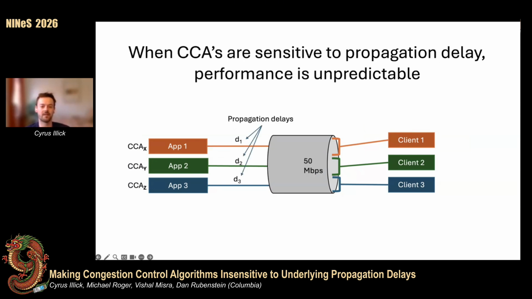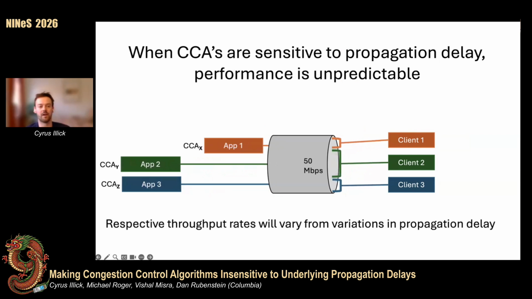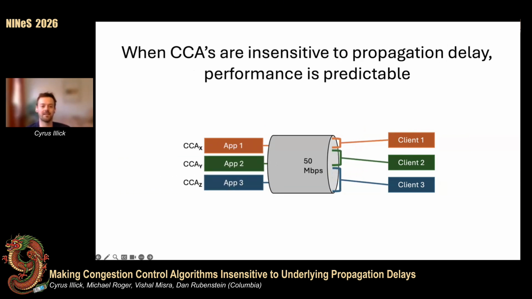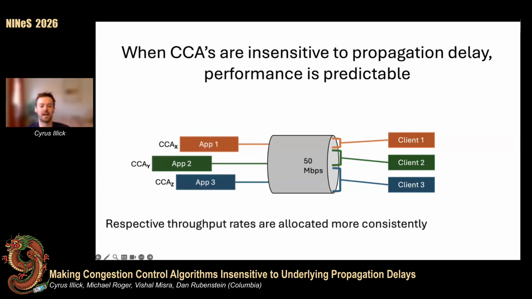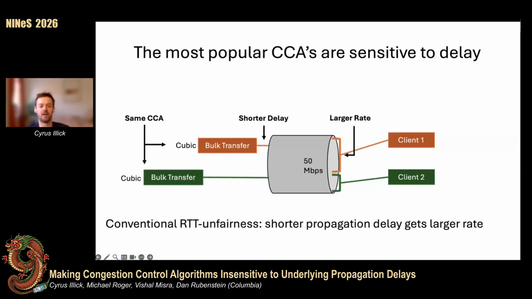When CCAs are sensitive to propagation delay, then performance of a set of applications sharing a bottleneck is unpredictable because the allocation of rates will vary as we vary propagation delays. If instead CCAs are insensitive to propagation delays, then performance is predictable because the allocation of rates between a set of applications will be met more consistently across network settings with varied propagation delays.